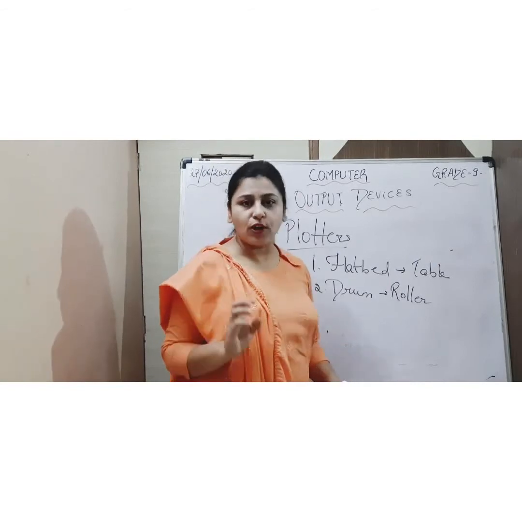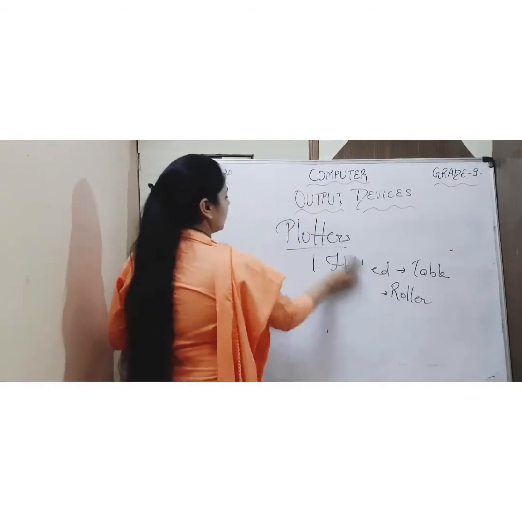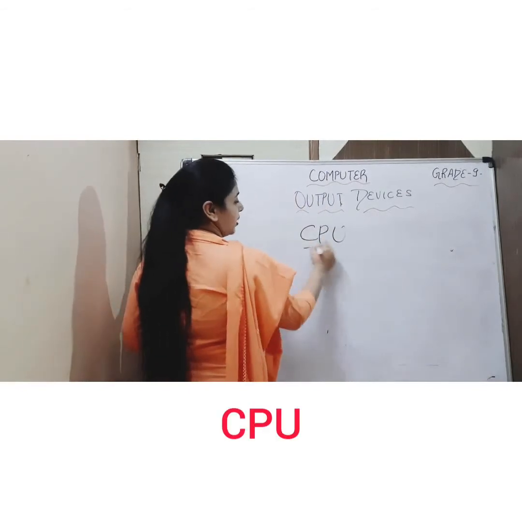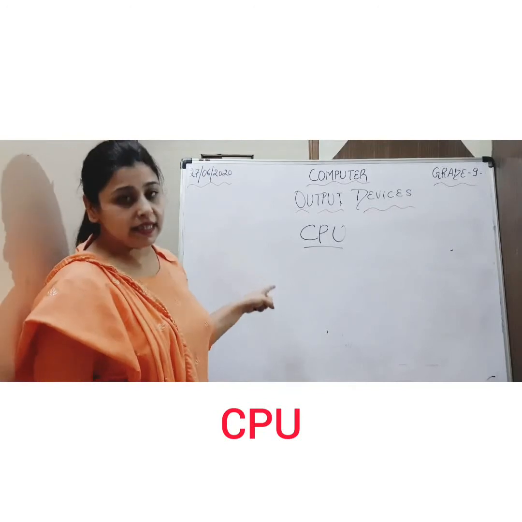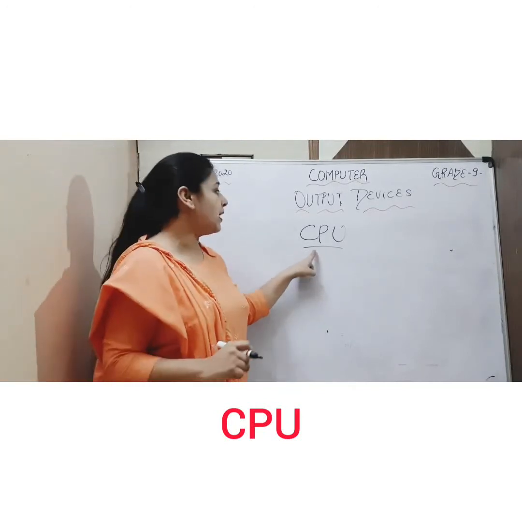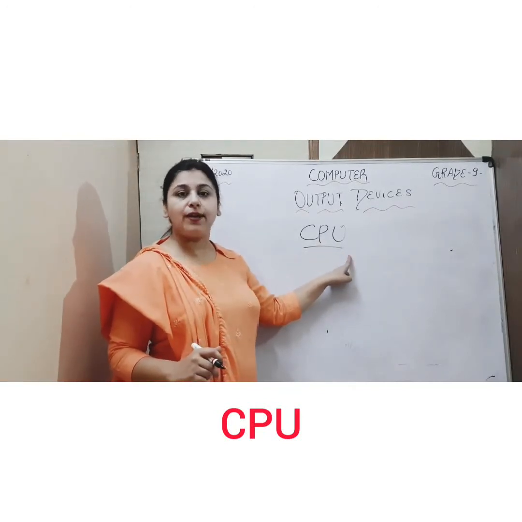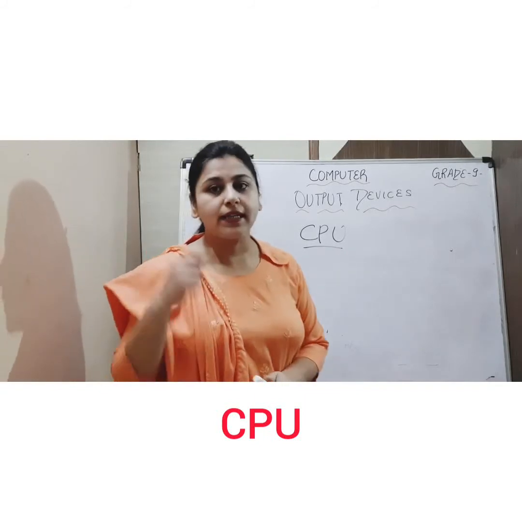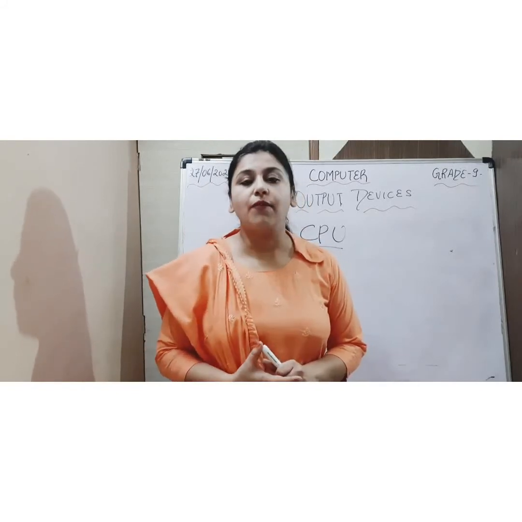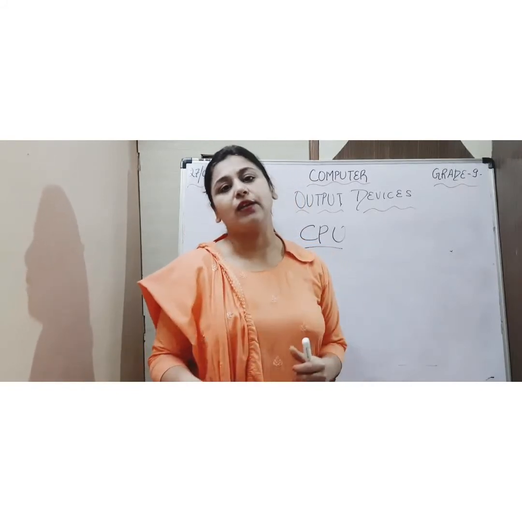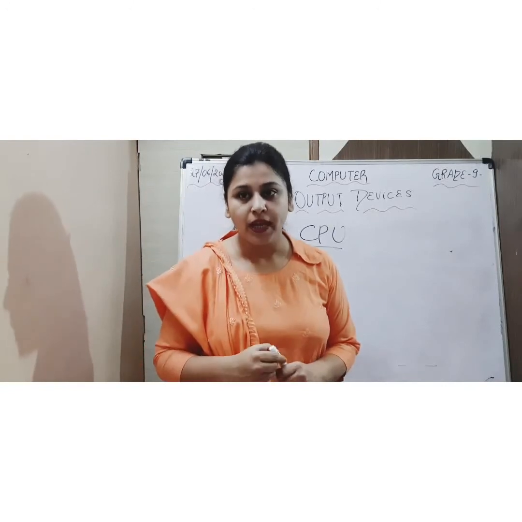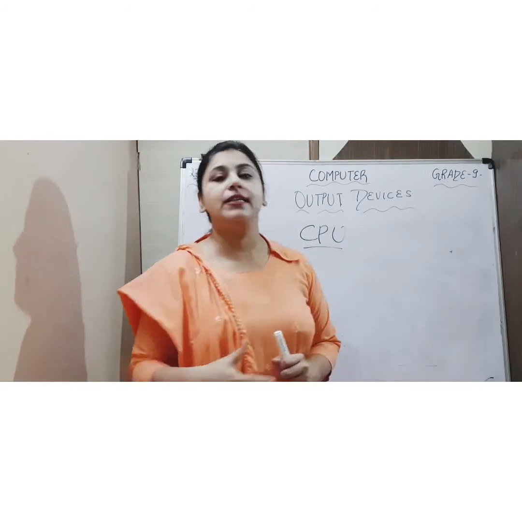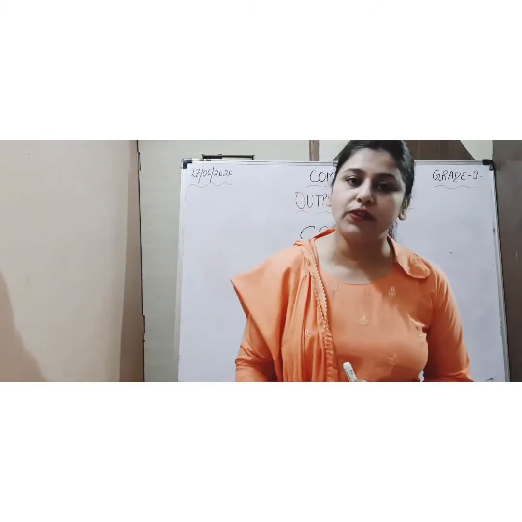Then there is a very small topic in your book given for CPU. I hope you all know what a CPU is. Yes, it is not an output device, it is a processing device, but it is there in this chapter. CPU stands for Central Processing Unit. You can simply call it a processor. It is considered the brain of the computer as almost all the calculations take place through the CPU. So it is a primary device that controls all the internal and external devices of the computer.